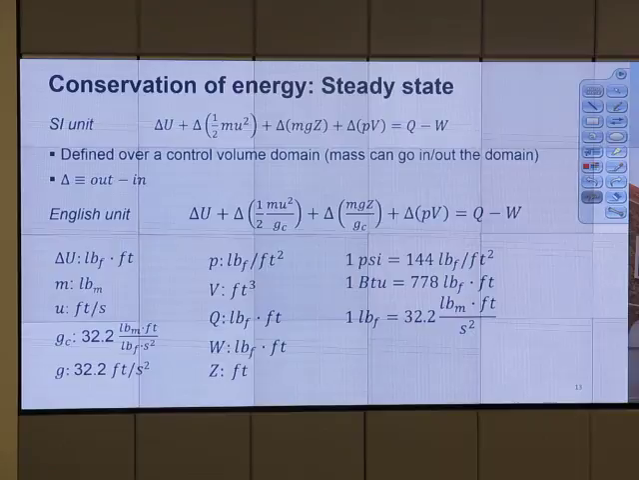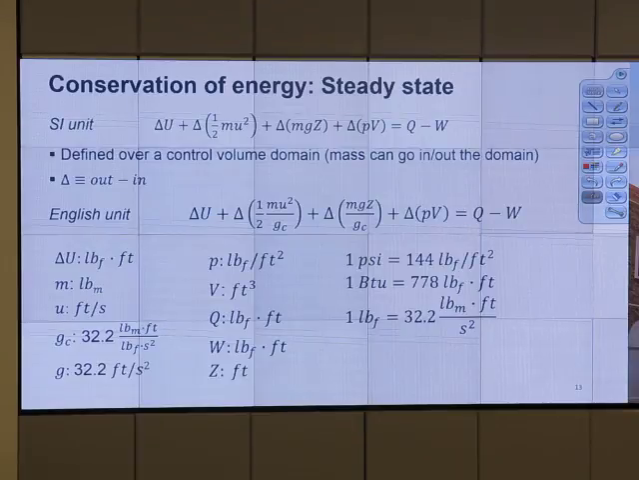The reason that sometimes you have seen something like G sub C, sometimes they write G, sometimes they write G sub C. They have the same value, okay, 32.2, they are the same. The difference is when they write G, G is the real gravitational value, 9.8 or 32.2. When they write G sub C, it is a conversion factor.